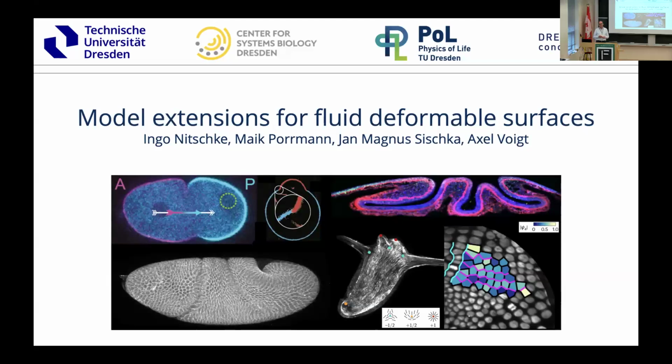Thin material structures, which are thin fluids to some extent, but they still have some solid properties. That's why the name fluid deformable surfaces. Examples are the cellular cortex in an embryo, or a lipid membrane, or a layer of cells in development, or a sheet of muscle fibers or something like that.